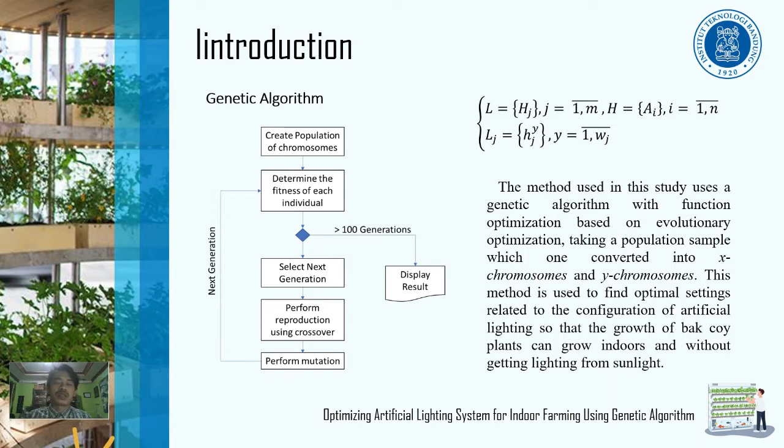The configuration we use relies on the genetic algorithm. We have some important keywords: population is the data we have, and fitness is the maximum configuration we have. Selection of the next generation is the procedure to find the best maximum configuration, and then we perform reproduction using crossover.